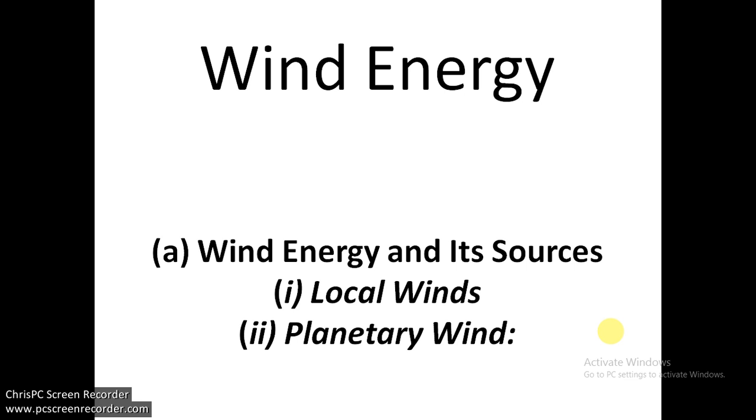So first of all, wind energy and its source. As you are observing here, there are local winds and planetary winds. So what is the local wind? Local wind is termed sea breeze or surface breeze. A breeze means very cool air when it is flowing. That is called the local breeze and the surface breeze.